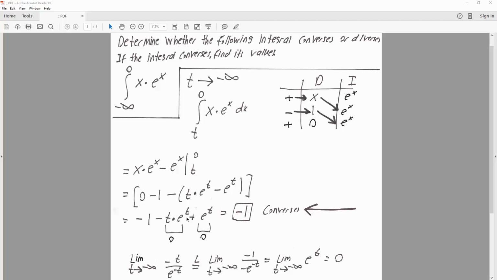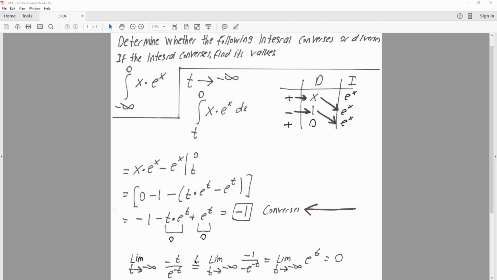And using L'Hopital's rule, we'll know that this term right here is 0. So we have negative t divided by e raised to the negative t. This is equivalent to this, right? And now if we plug in t approaches negative infinity, we would get infinity over infinity. So we can use L'Hopital's rule.